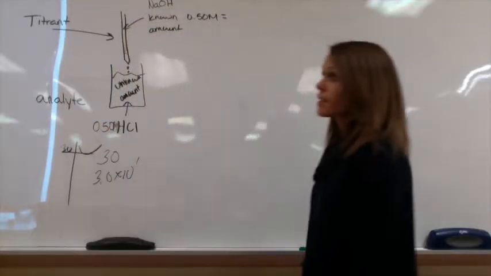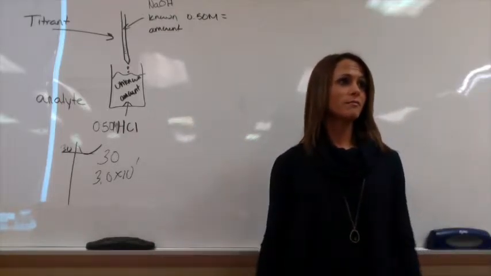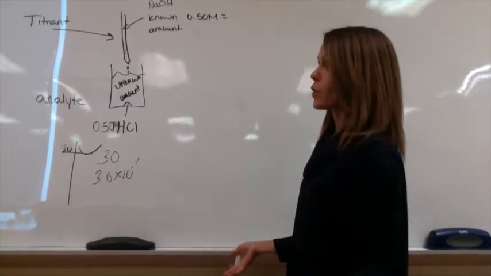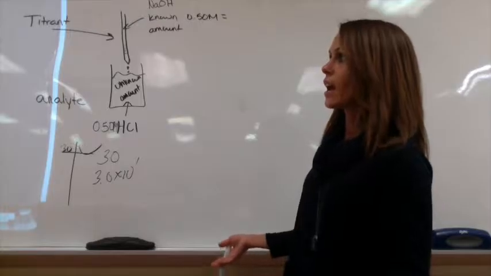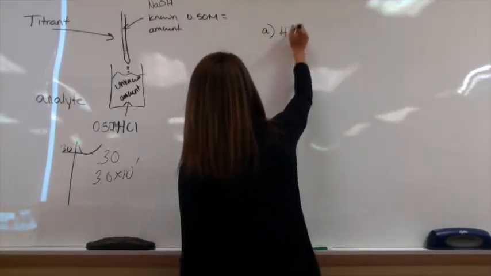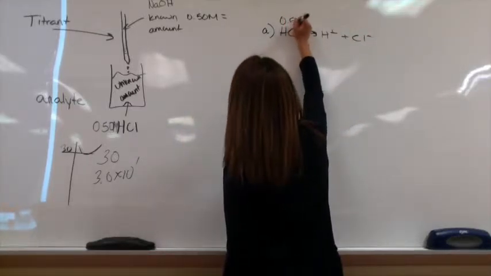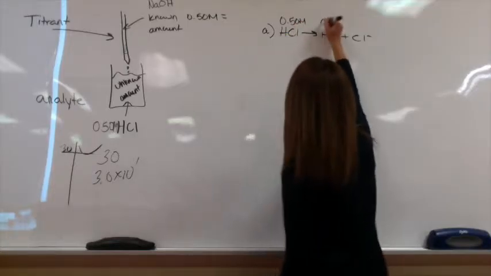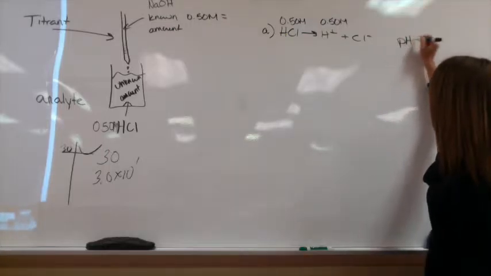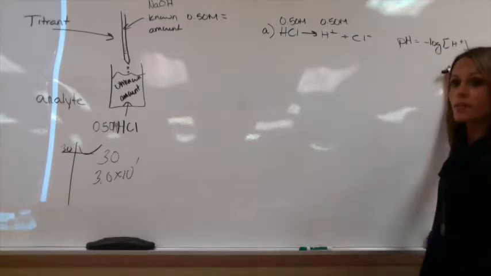So find the initial pH of the HCl solution. Is there anything in there at this point? No. Literally, you've taken a 0.5 molar hydrochloric acid solution, and there's 30 milliliters of it, and it completely dissociates HCl into H+ plus Cl-, right? And if this is 0.50 molar in 30 milliliters, then this is 0.50 molar in 30 milliliters. So you find pH of a strong acid directly from the negative log of the H+.